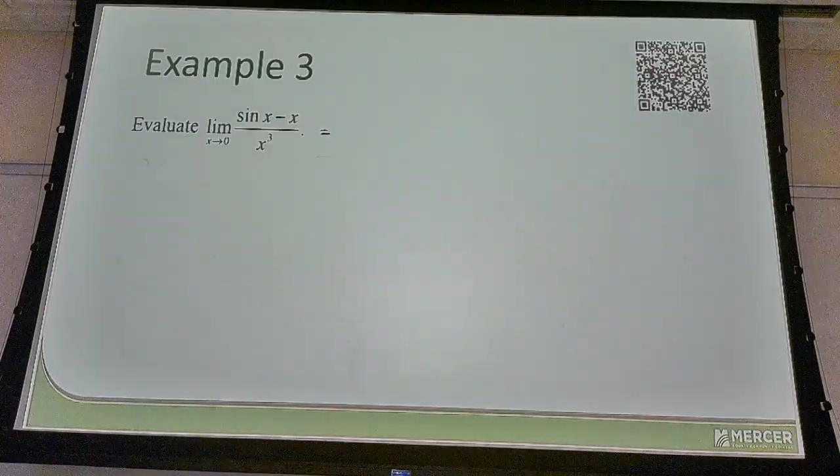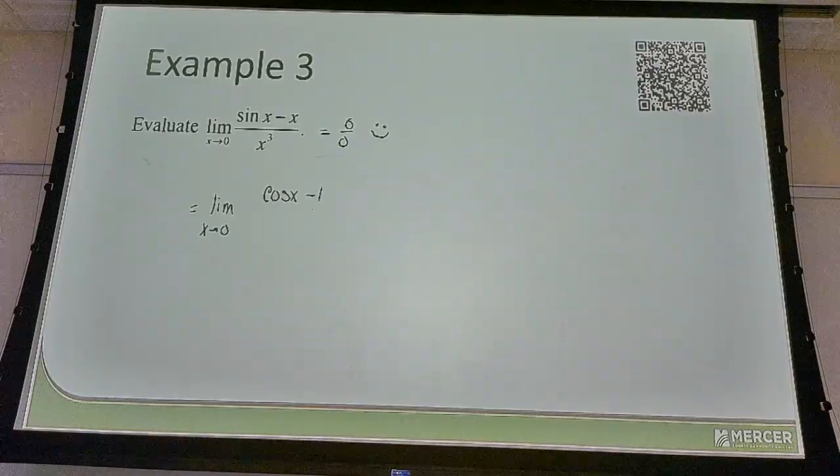Plug in 0, what do you get? 0 over 0. Again, good, that's what we want. What's the derivative of the numerator? Cosine x minus 1. What about the denominator? If you plug in 0, you get 0 over 0 again, right?